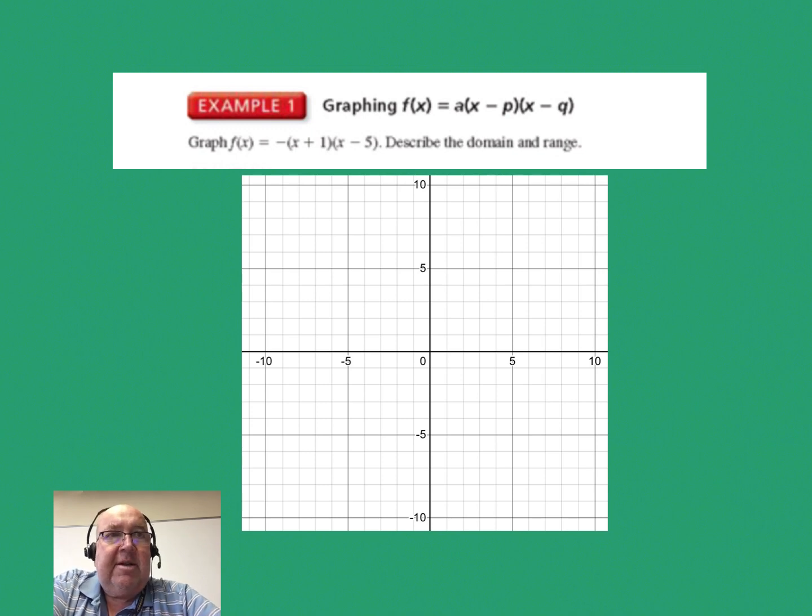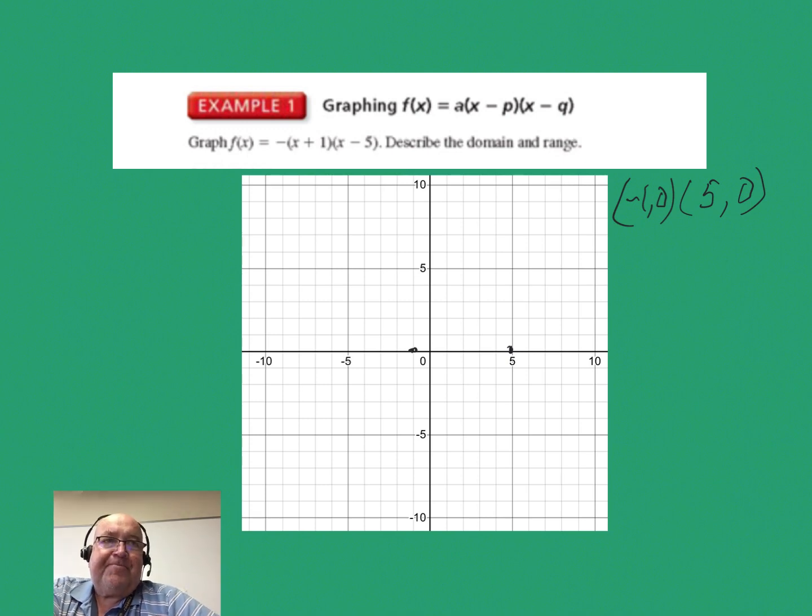So if I'm looking at this first problem, I know that because of the solutions here, I'm going to have an x value of -1 when y equals 0, and I'm going to have an x value of 5 when y equals 0. So I know that I'm going to cross the axis at these points, -1 and 5. I know that the parabola is going to open downward because of the negative in front.